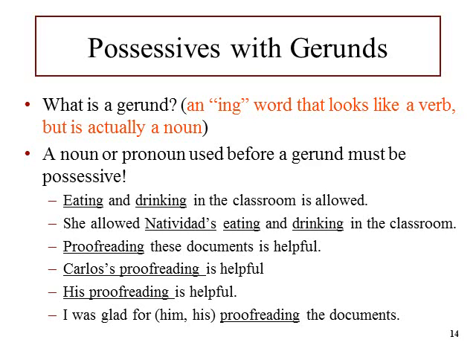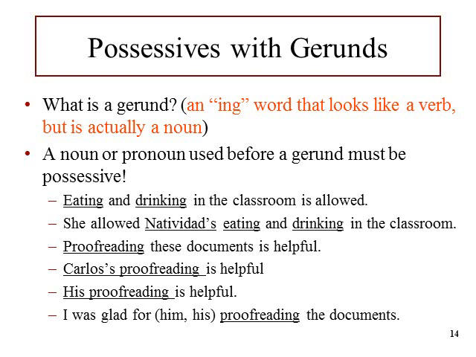I want also to spend some time with gerunds, as I don't think your book spends enough time describing these, and these are some of my favorite questions. So first we need to answer what is a gerund. It's an ing word that looks like a verb, but it's actually a noun. And we'll later get to how we work possessive with these. But something like eating and drinking in the classroom is allowed. Well, even though these, eating and drinking, look as if they're verbs, they're not. They're nouns. Eating is allowed. Drinking is allowed. She allowed Natividad's eating and drinking in the classroom.